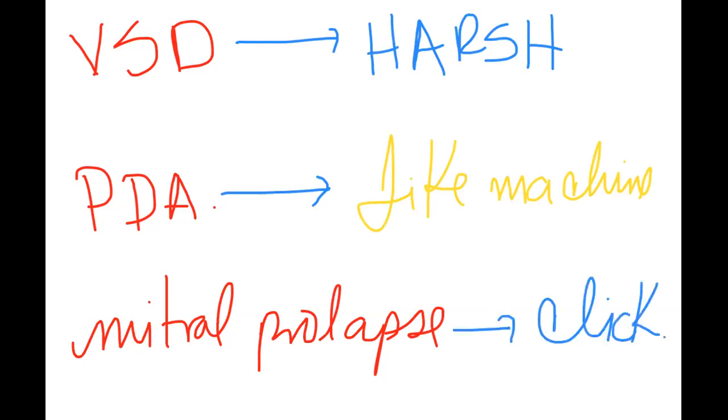And with this quick review, we are finishing our keywords to identify exactly which murmurs the question is giving us during Step 1.